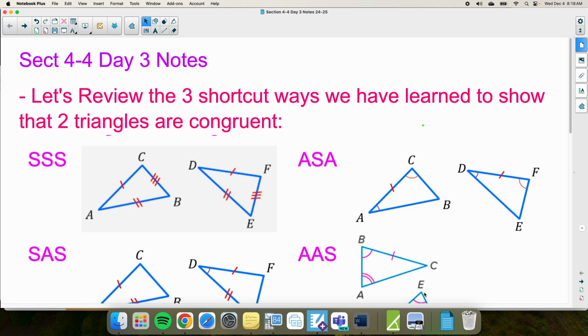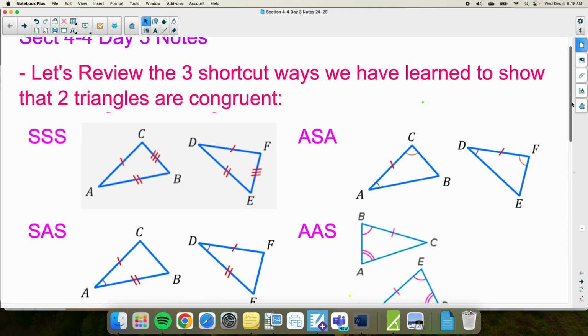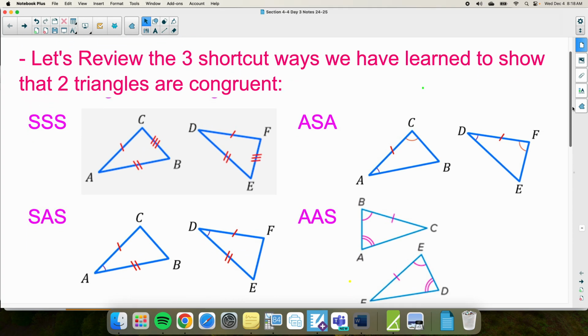So this is section 4.4 day 3. Like I said, we're going to be finishing this up today. Basically this is the last day of proofs. After the quiz on Friday, what we go on to will not be proofs. So once you take your quiz Friday, you're done with proofs for the year. If you don't like them, you'll be done on Friday, okay?